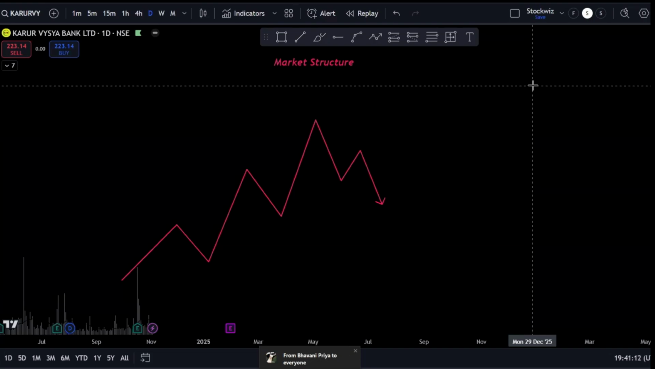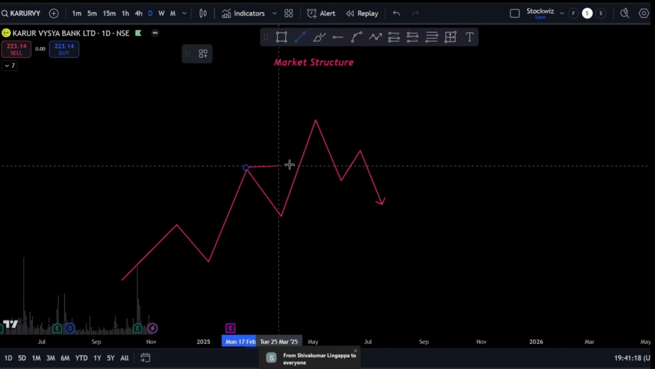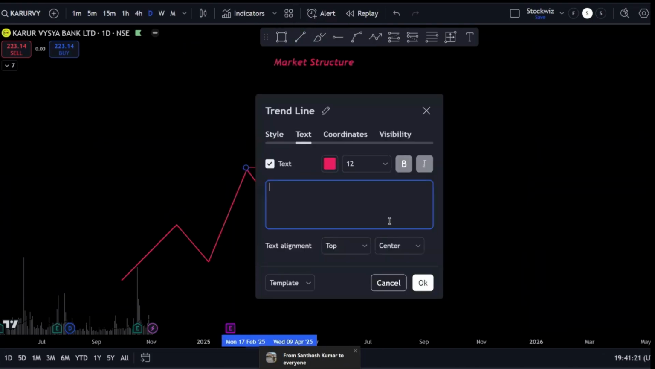Okay. Let me ask you all a small question. Use the higher high and higher low thing. Is this my breakout structure over here? Yes or no? That's breakout structure. Yes.